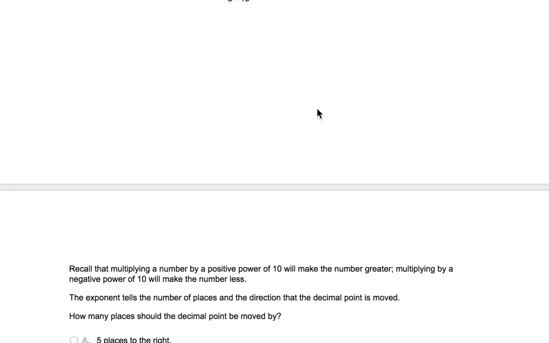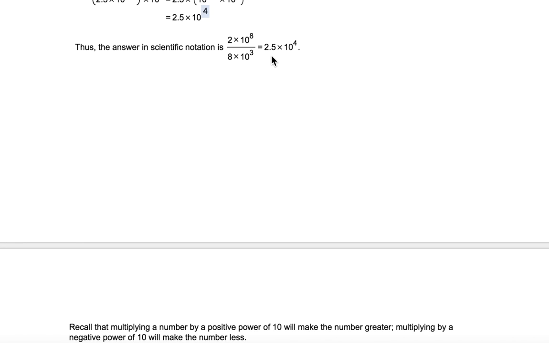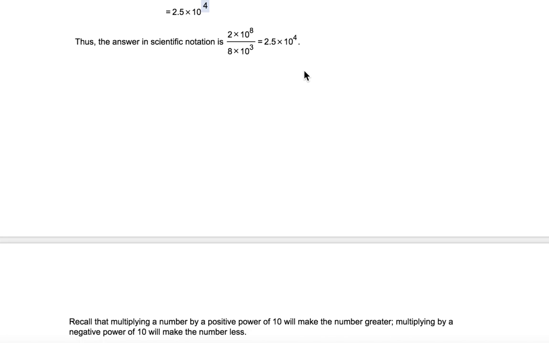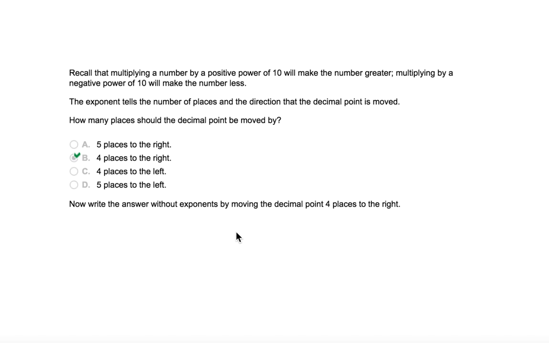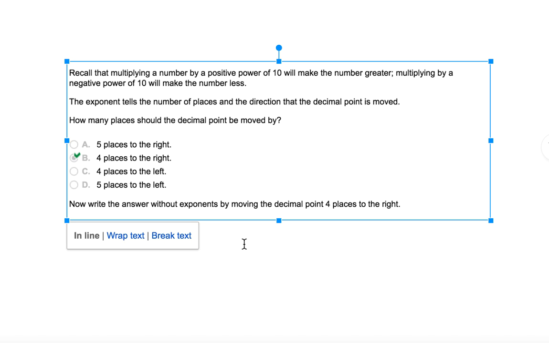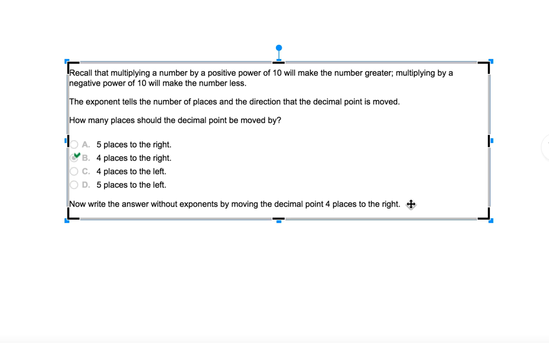So I know that this is a positive exponent, so my number 2.5 must get bigger. I also know that I'm going to move that decimal 4 times. So if I had the ability, I would move it 1, and then I would move it 3 more times. 2, 3, 4. I'm going to move it 4 places to the right. My answer then would be, I don't think I can add it in there. My answer would be 25,000.